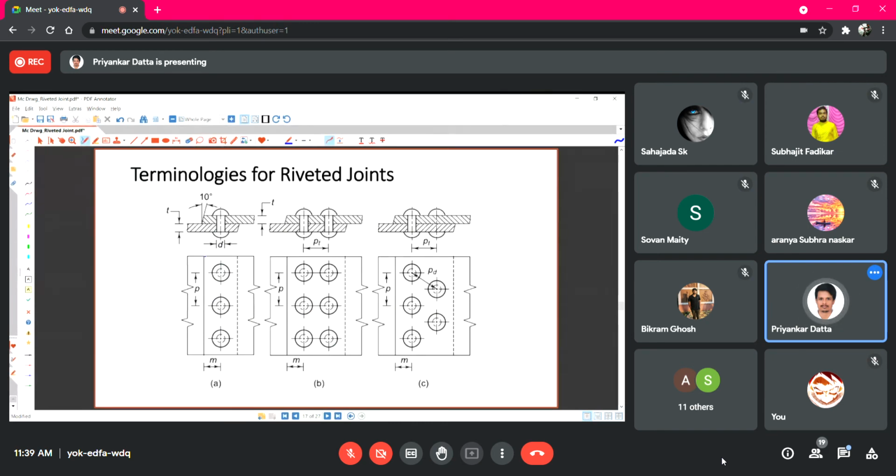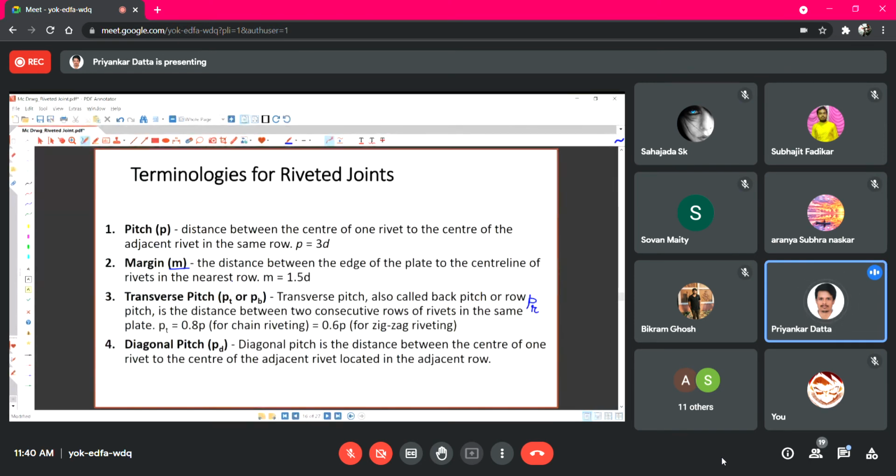So this is one edge, and parallel to that are these rivets placed. So this is one row of rivets, and in each row the distance between the centers of any two consecutive rivets is the pitch of that riveted joint. So small p is the pitch, and this PT, PR, or PB are called back pitch, transverse pitch, or the row pitch, PR. So this has some empirical relationships.